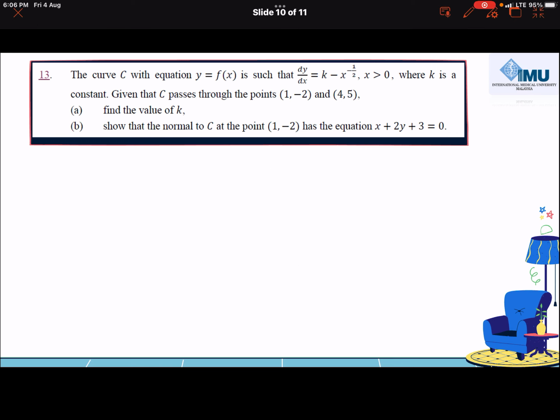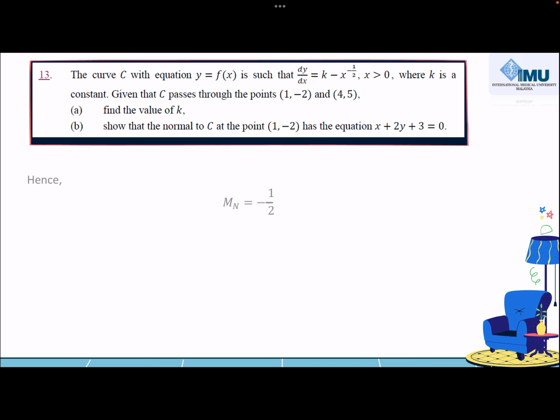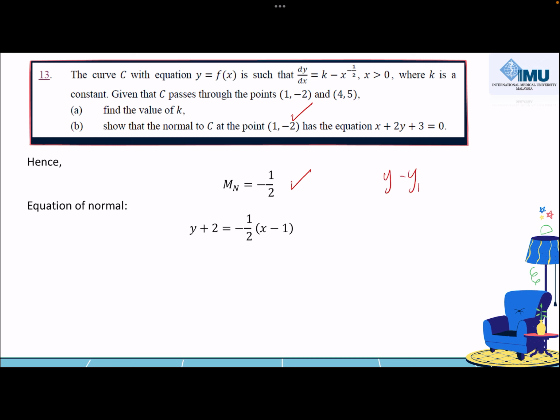Now, you can proceed to find the gradient of a normal. Yes, the gradient of a normal will be equivalent to negative 1 over 2. Now, we have the gradient of a normal, we have a coordinate. Use the formula of a straight line to complete part B. Use y minus y1 equals m(x minus x1).